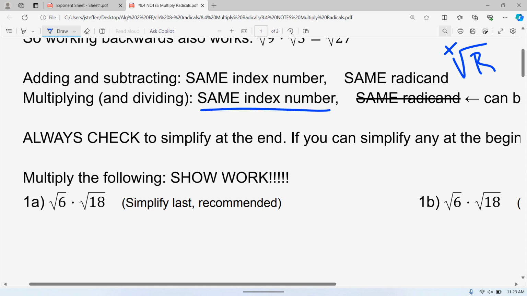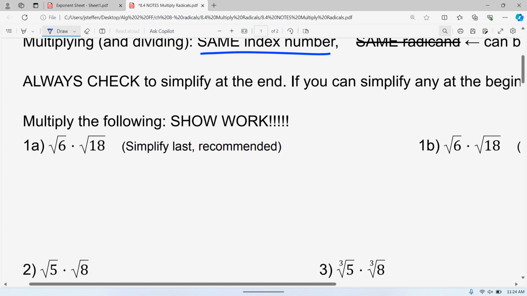Now, I will tell you, I'm not going to pull any tricks. I'm not going to give you any where there are two different index numbers and try to trick you. I just need to tell you that because I want you to at least be aware of the rules. Words of wisdom: always check when you're done to see if you can simplify. When you're done, double check your answers and see if you can simplify anything else.